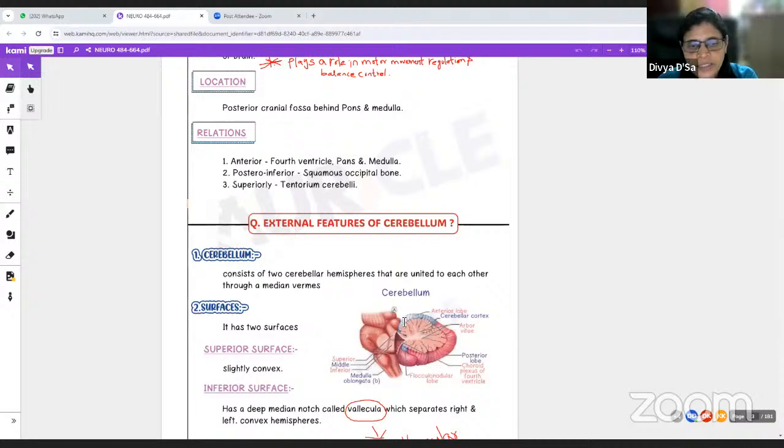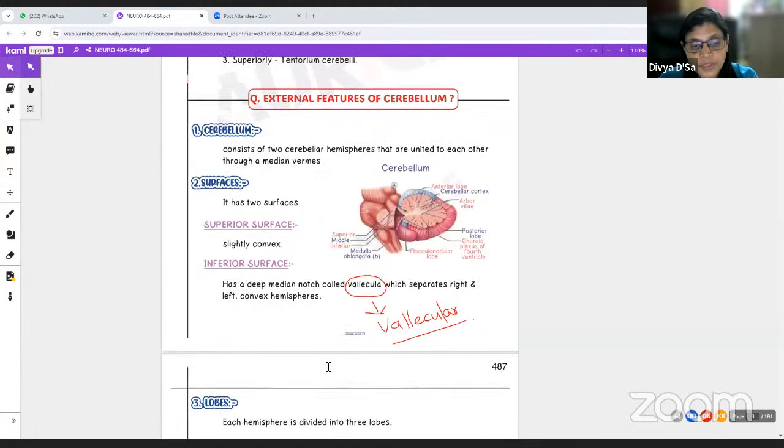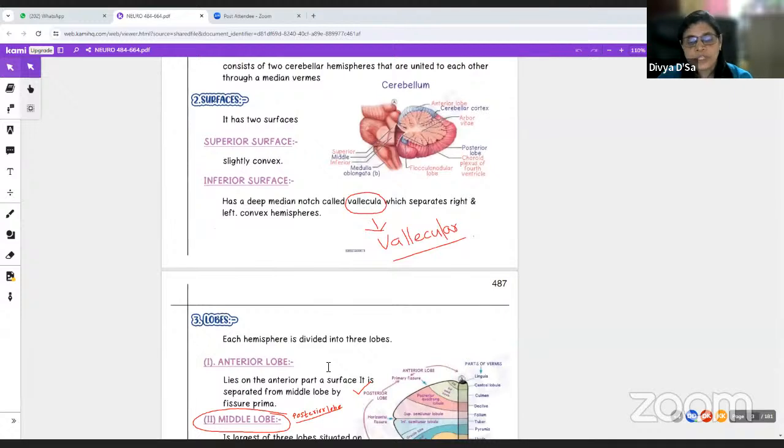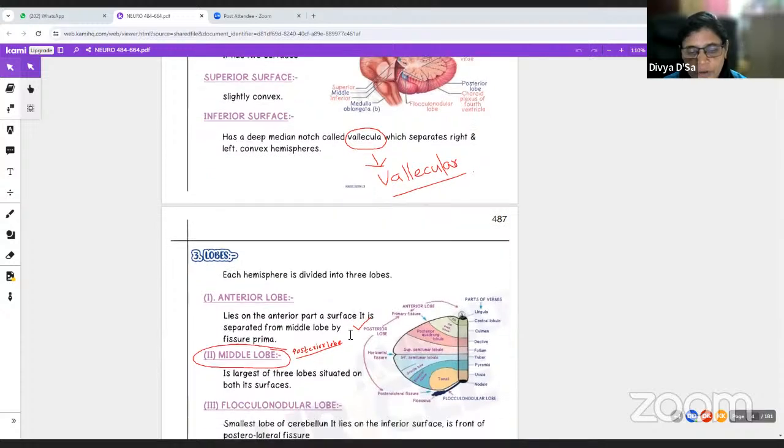External features: the cerebellum consists of two cerebellar hemispheres which are united to each other by a median vermis. It has two surfaces. The superior surface is slightly convex, and the inferior surface has a deep median notch called the vallecula, which separates the right and left convex hemispheres. It has three lobes: the anterior lobe, the middle lobe, and the flocculonodular lobe.